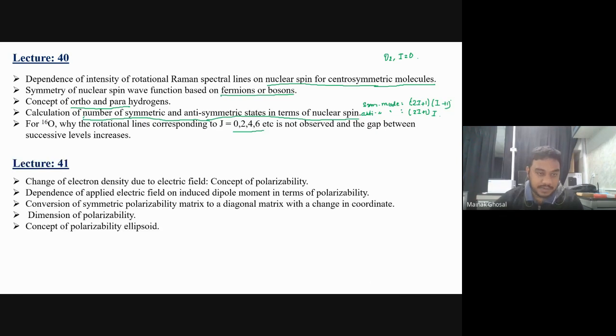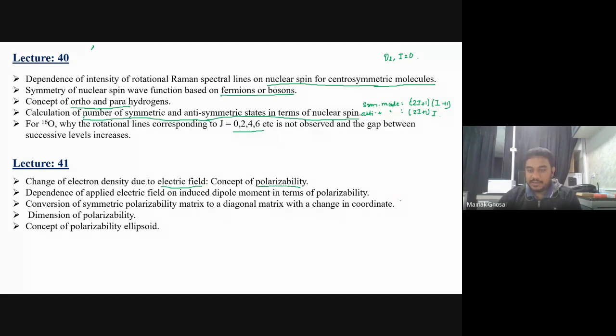So in the next lecture, in 14.1, there was the concept of polarizability. Okay, this is the change of the electron density due to the electric field, what I talked about in the very first lecture, the brief introduction, lecture number 37. So due to the electric field, how the electron density is changing, this is termed as polarizability. And then it was shown that the dependence of the induced dipole moment on the applied electric field is in terms of polarizability. That was also there.